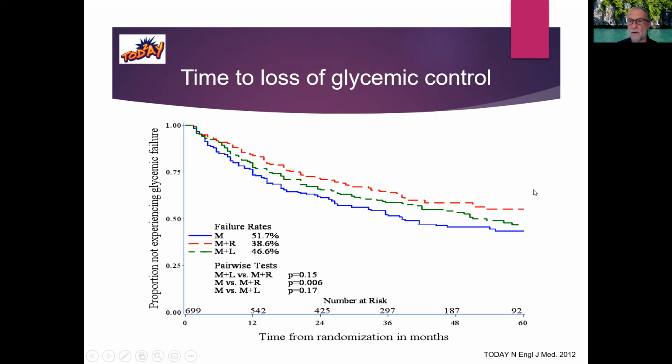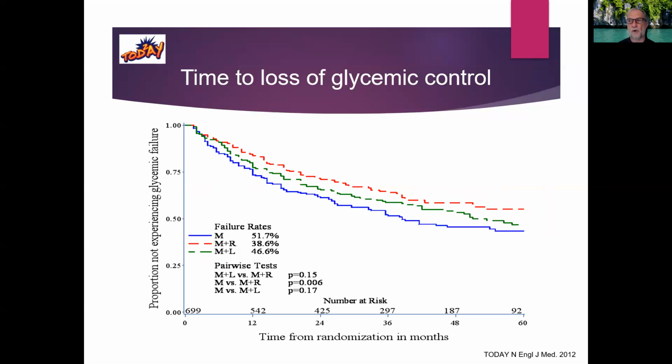And what we see overall is that rosiglitazone did reduce loss of glycemic control by about 23% by the end of the study, suggesting that addition of therapy to metformin may be useful. Lifestyle was intermediate, but never statistically better than metformin alone.